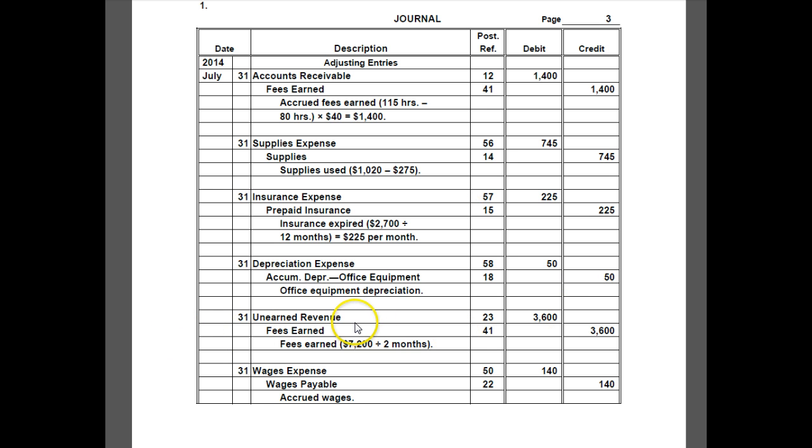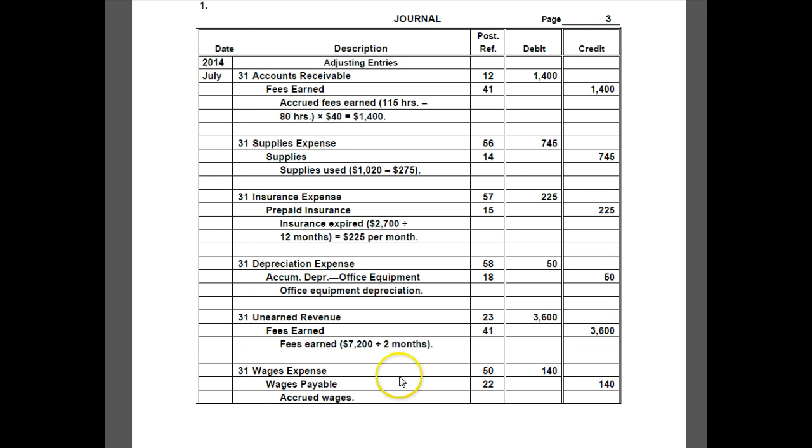We have the unearned revenue, remember? Well, they've earned half of it, so it was at $7,200, so we're going to divide it by 2 months because it was a 2-month contract type, and so they're going to remove $3,600 and put that into my fees earned.